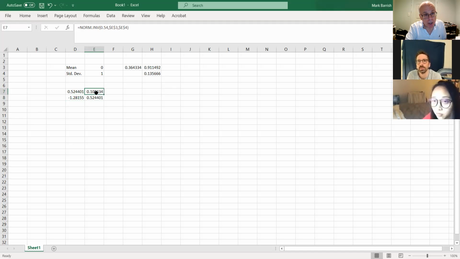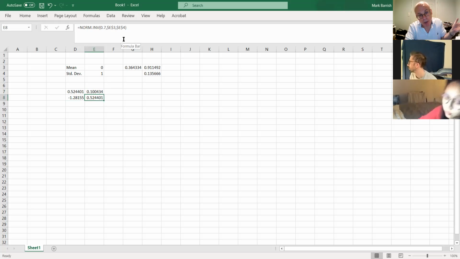This one here says the area to negative infinity. Well, that's area to the left. That's 0.54. The area to the left, I just put 0.54 in there. And this one, they're saying the area that goes to positive infinity is 30%. That means the area to the left is 70%. It's the same question as part A. It gives you the same answer, 0.524.